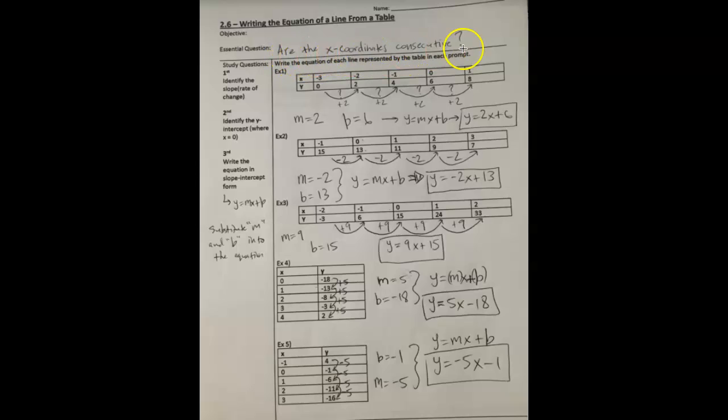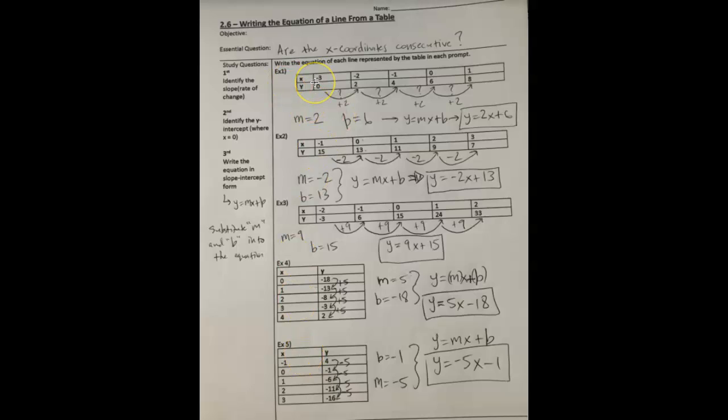Are the x coordinates consecutive? Check it out, they are. -3, -2, -1, 0, 1. -1, 0, 1, 2, 3. I'm looking at the x coordinates and they are all consecutive. -2, -1, 0, 1, 2. 0, 1, 2, 3, 4. -1, 0, 1, 2, 3.